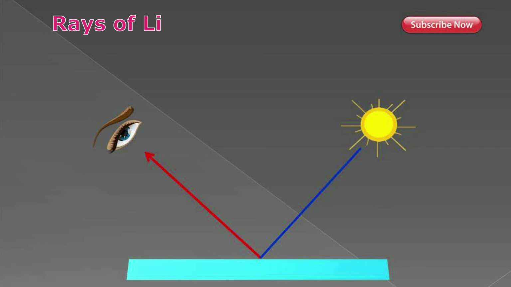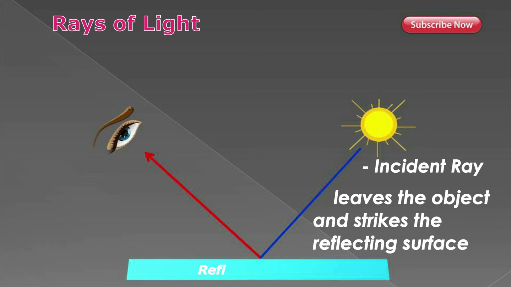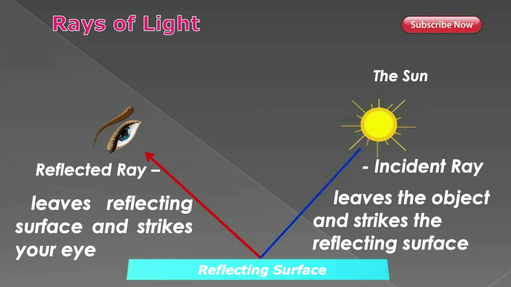Let's discuss rays of light. The incident ray leaves the object and strikes the reflecting surface. As you can see in the figure, the sun is emitting a ray of light that is called the incident ray, which strikes the reflecting surface. The reflected ray leaves the reflecting surface and strikes your eye. As you can see, the red line which indicates the reflected ray is leaving the reflecting surface and striking the eye.